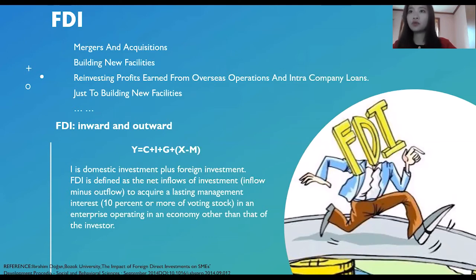According to GDP equations, where I is domestic investment plus foreign investment, FDI is defined as the net inflows of investment to acquire a lasting management interest in enterprises operating in an economy other than that of the investor. So there are two types of FDI, inward and outward, involving participation in management, joint ventures, transfer of technology and expertise.